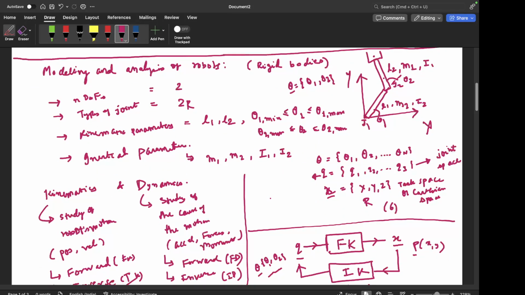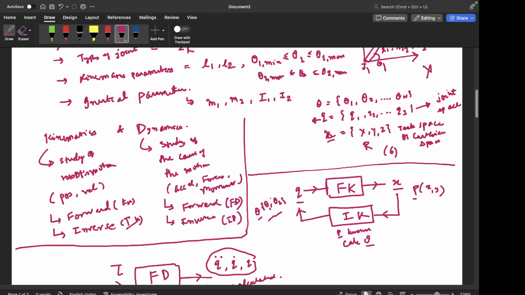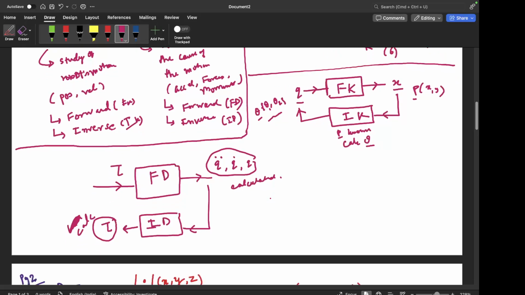And finally, we started the modeling and analysis of robots. We start with the information about the number of degrees of freedom, the types of joints that are there, and the kinematic and inertial parameters. Then we discussed what the kinematic problem is and what the dynamic problem is in the context of modeling, and then the classification of the forward and inverse kinematics and dynamics problems, which we will start discussing in subsequent sessions.